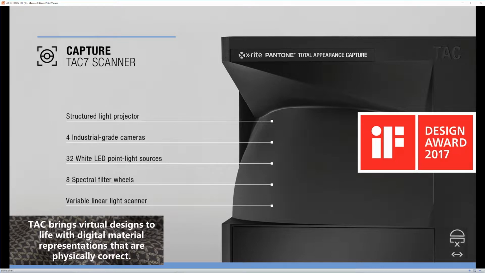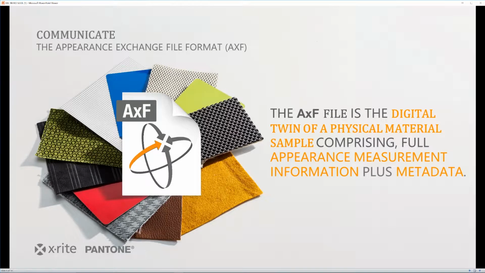This is because the TAC 7 has a structured light projector, 4 industrial grade cameras, 32 white LED point light sources, 8 spectral filter reels, and a variable linear light scanner. So all of that is able to capture the photos and the data and the different maps that your material has and digitizes it. The AxF is what houses all of this information, and it is able to create all of these maps that your material has, as well as storing important information and metadata.